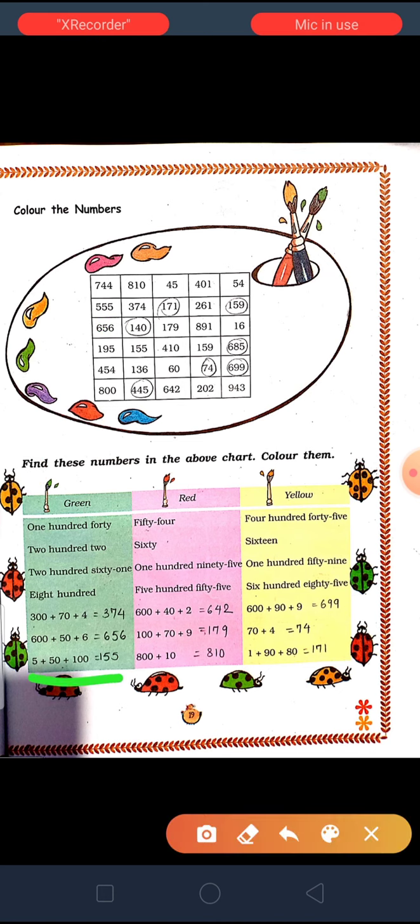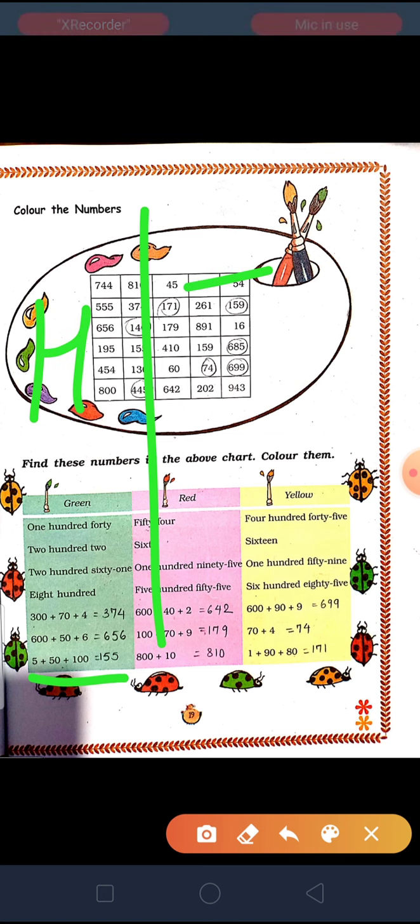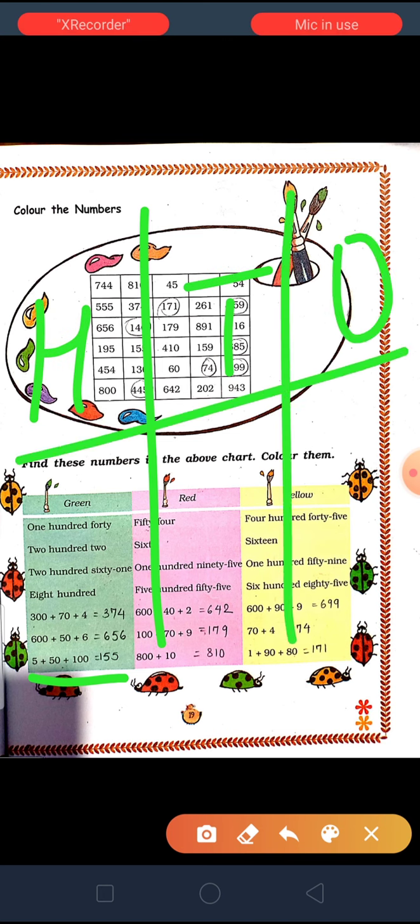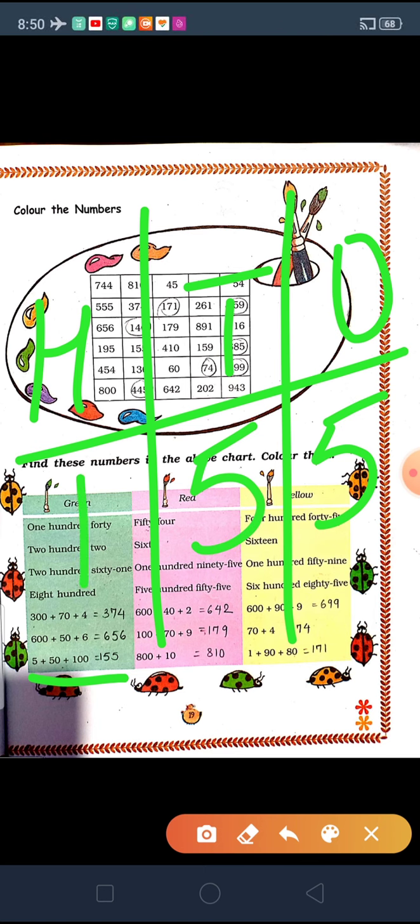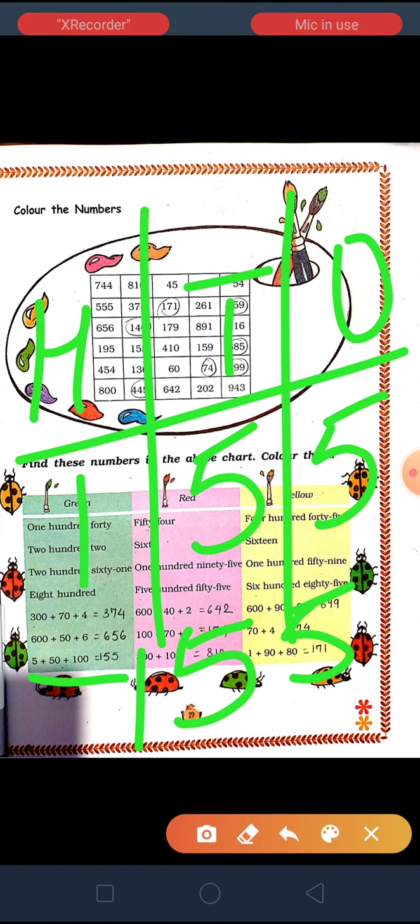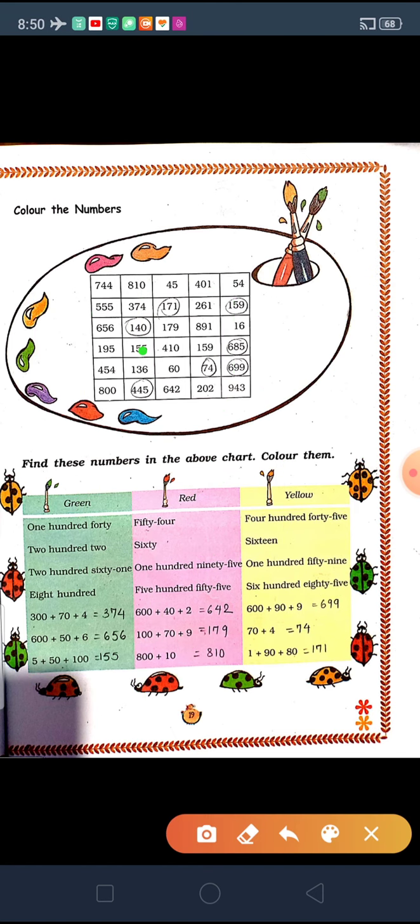Next is 5. Let us again draw this chart. Now 5 is in the ones place, so you will write it in the ones place. 15 in the tens place, you will write here 5. 100 in the hundreds place means 1. So the number becomes 155. So this you will do again in green color.